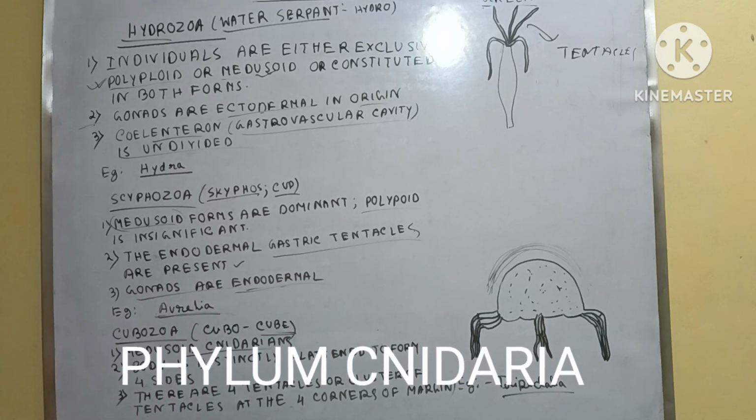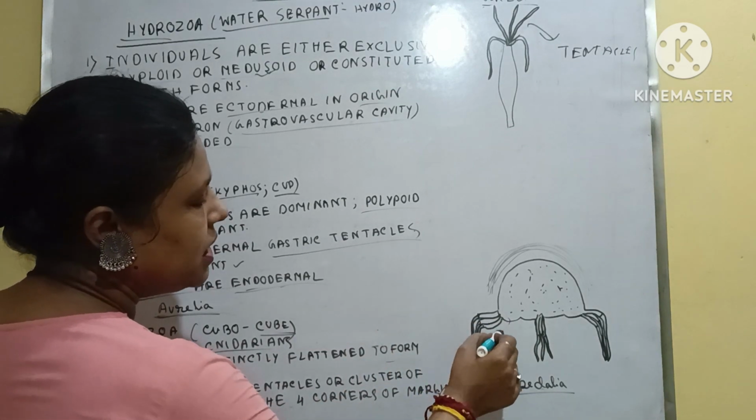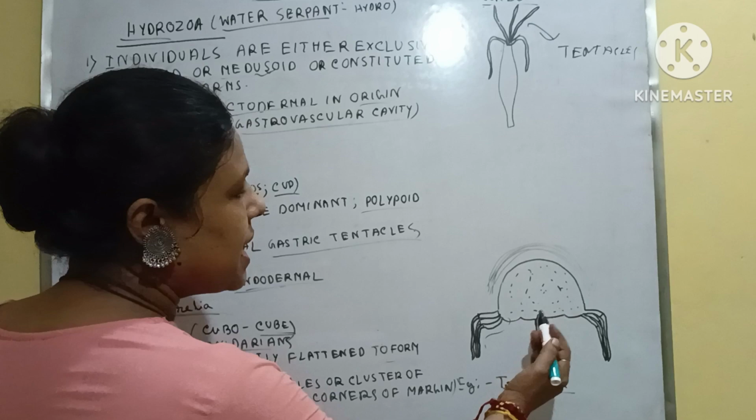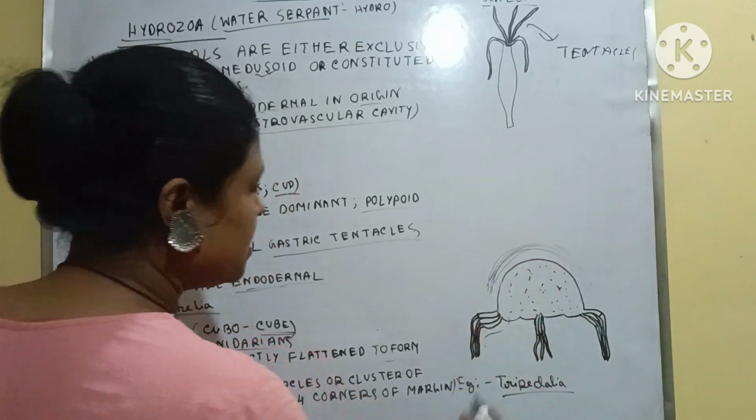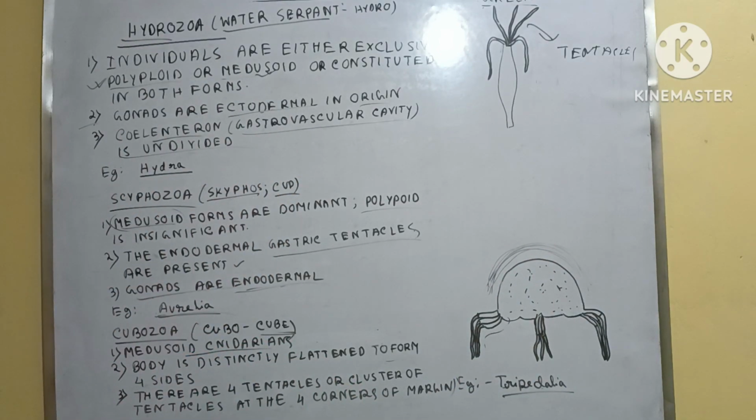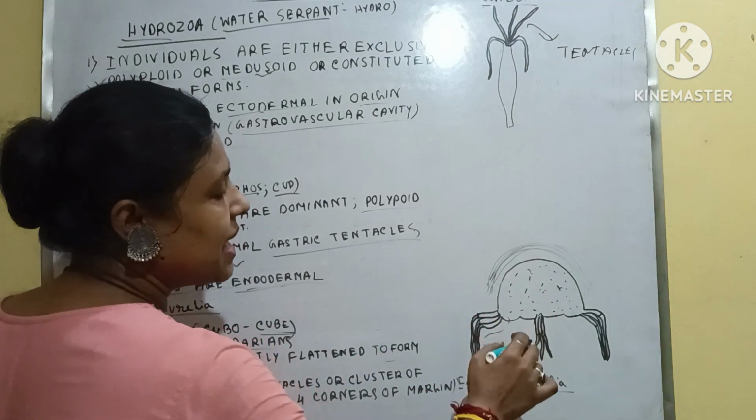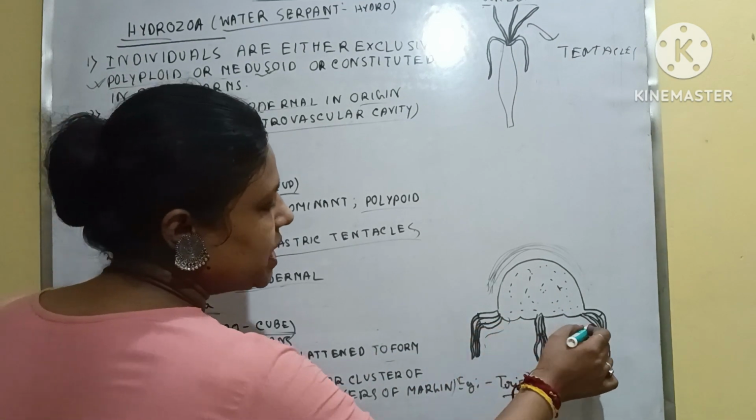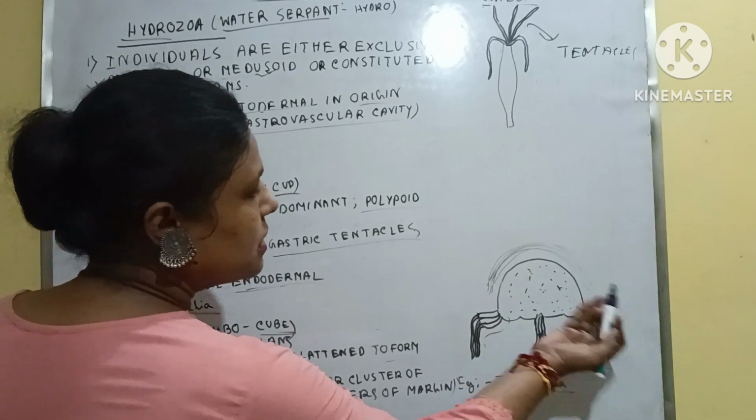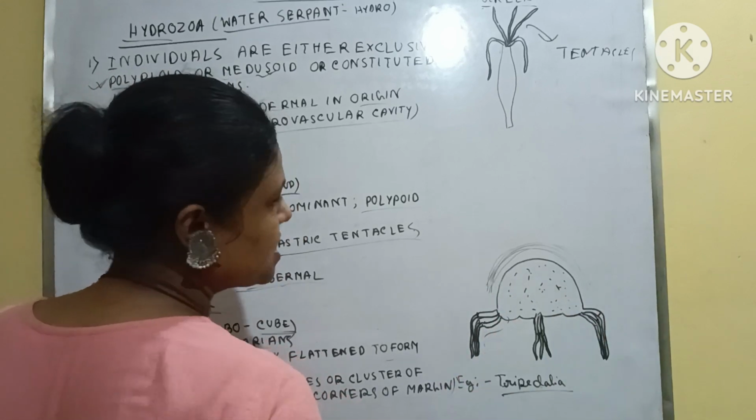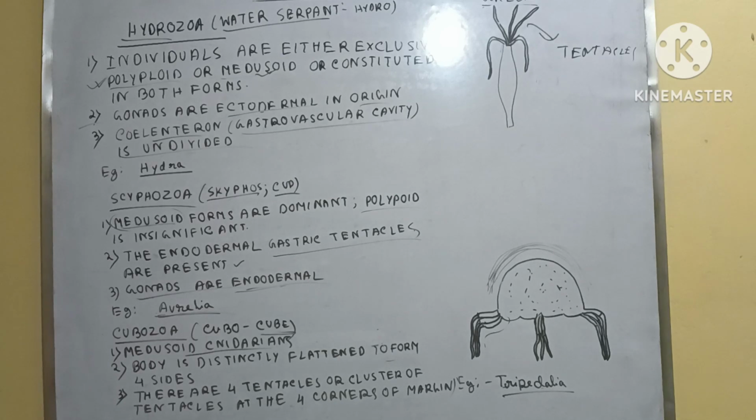The body is distinctly flattened to form four sides. So here we can see just three sides and one side is just behind the structure or the sketch, if it is a three-dimensional structure. So these are the three sides, and the fourth side is just behind. Okay, so medusoid Cnidaria, and the body is distinctly flattened to form four sides, and there are four tentacles or clusters of tentacles at the four corners.